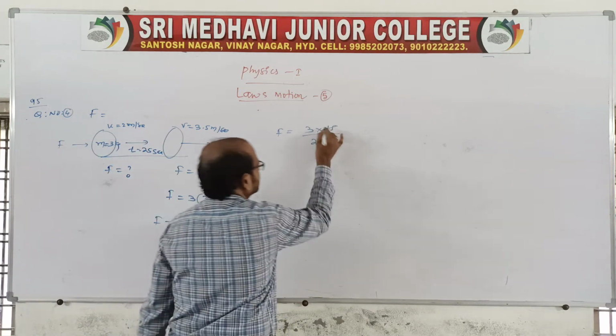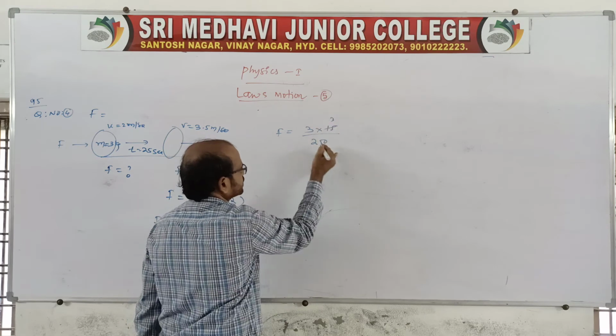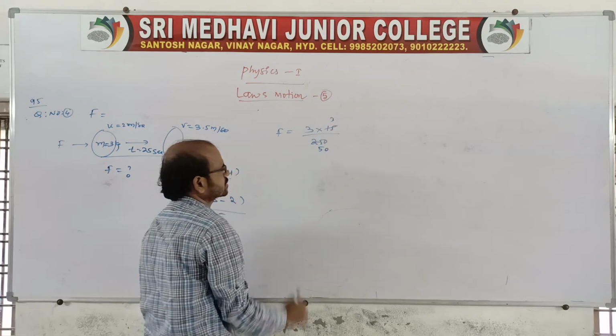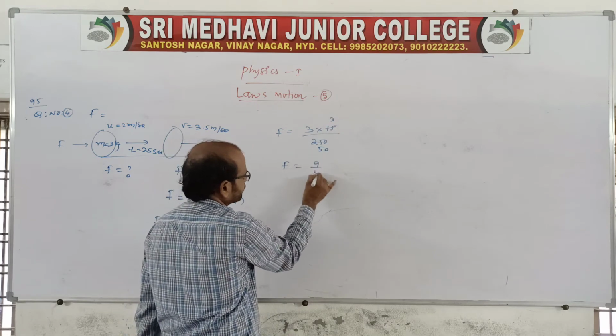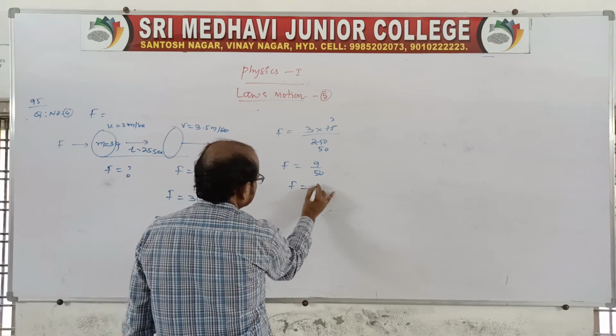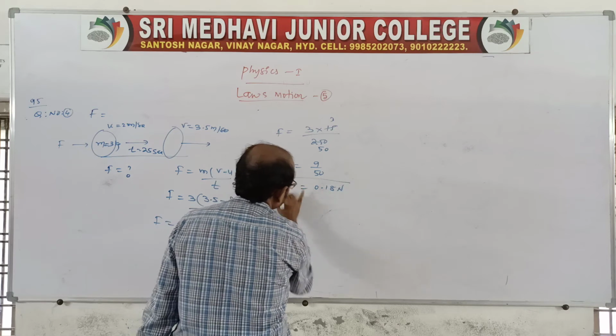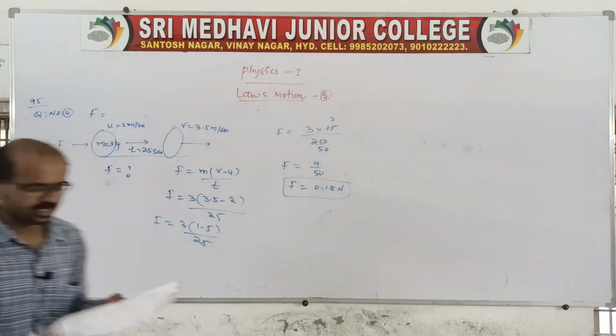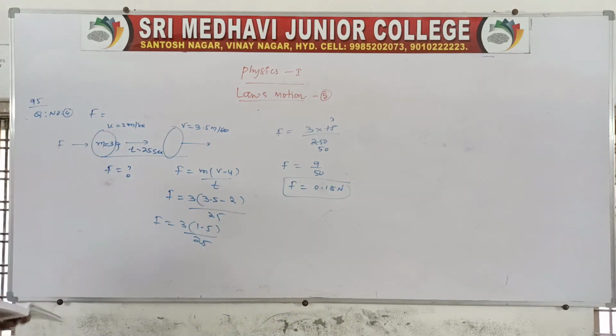So 15 by 250 gives 3 times, and F is equal to 9 by 50. So 9 by 50 may be represented as F is equal to 0.18 Newton. If we simplify this, you will get the answer like this. So these are the problems given on the basis of Newton's second law.